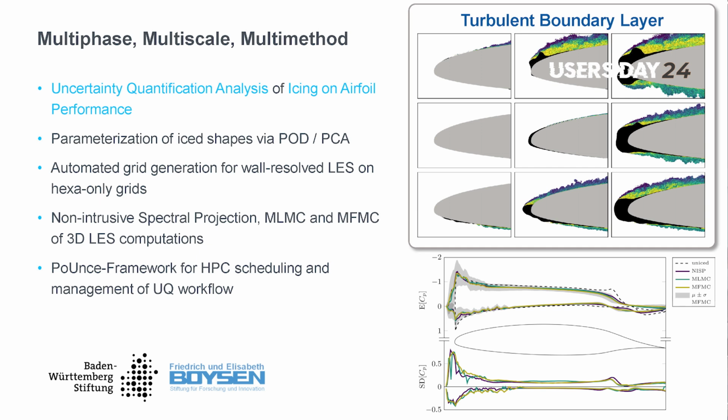You can see that here is the nose of this airfoil. The black region here is this ice buildup. And you can see just by visual inspection how different the flow looks depending on what shape of the ice is, and how do you deal with this uncertainty under such conditions.